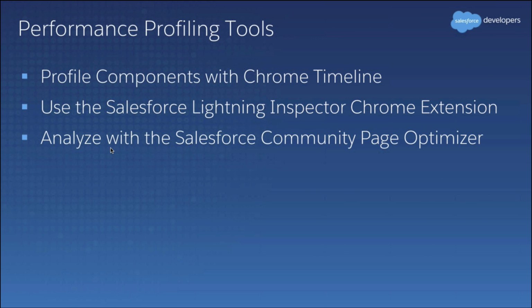All right, and finally, how do you actually measure performance? There are a series of tools that we don't really have time to cover in this webinar. This could be a webinar in itself, but just to point you to some resources, of course, you can use the Chrome developer tools, and the Chrome timeline specifically is super useful. We also have a Chrome extension that is sometimes a lot more useful than Chrome timeline because it's aware of the Lightning component framework and can give you more insights in terms of what's going on.